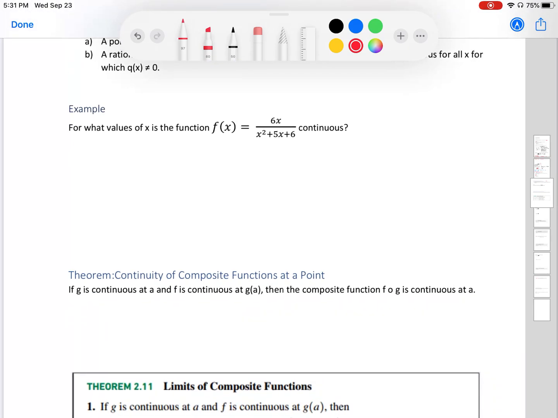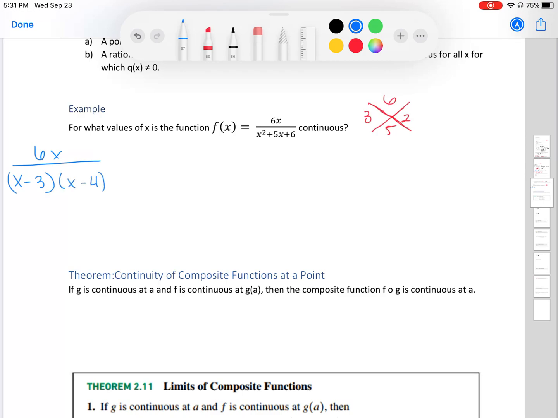Alright, so let's take a look at this first example. For what values of x is the function f of x equals 6x over x squared plus 5x plus 6 continuous? Well, let's go ahead and factor. So we're able to factor our denominator. So what numbers multiply to give me 6 and add to give me 5? 3 and 2. So I have 6x over, in my denominator, x plus 3 and x plus 2.